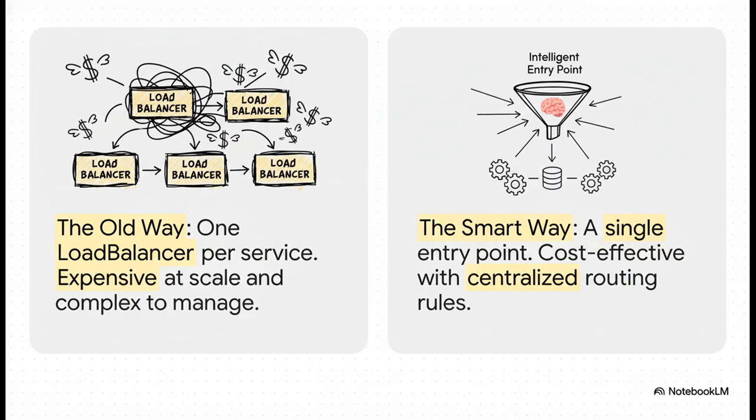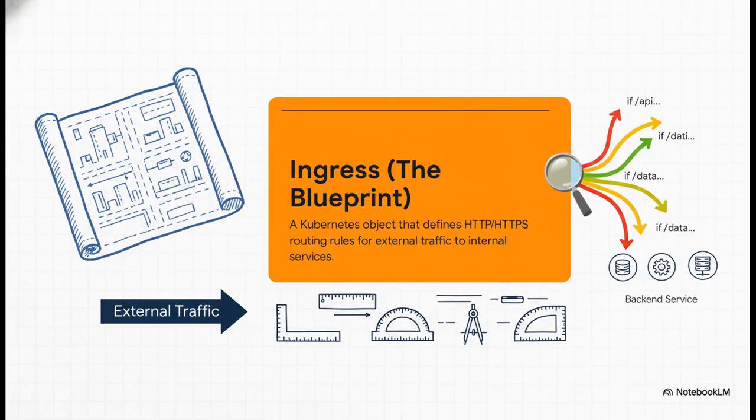The modern Kubernetes way is so much smarter. We use a single intelligent entry point for all of our traffic. And that smart entry point begins with an object called an Ingress. Now, this is a really crucial point. The Ingress itself is just a set of rules.